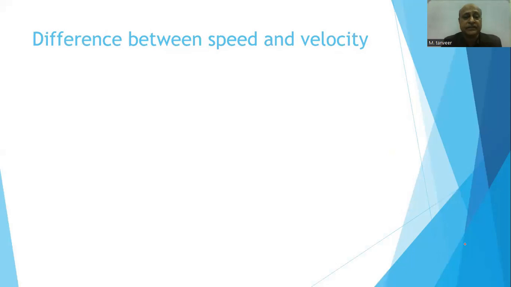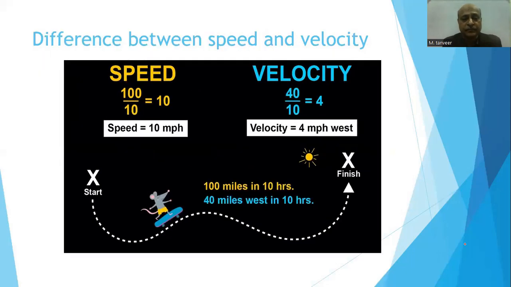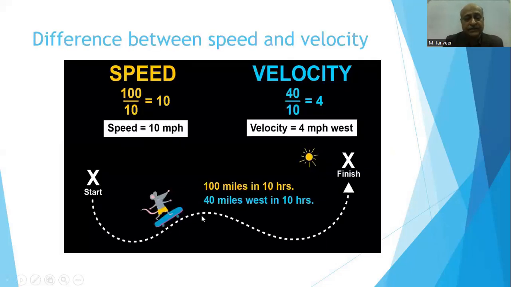Difference between speed and velocity. This is the starting point, and this is the finishing point. When a body moves from this point to this point, then it is called distance. And when you divide distance by time, it is called speed. Suppose this distance is 100 meter, and time is 10 seconds. So speed will be 100 divided by 10.